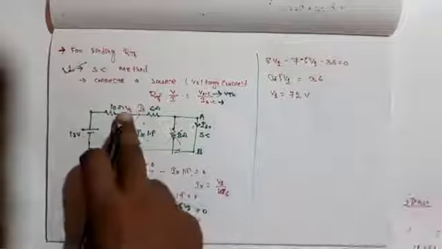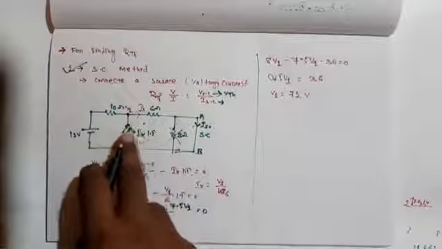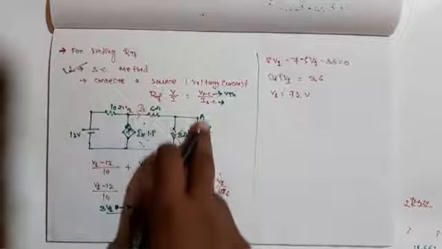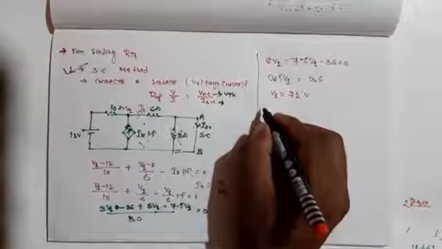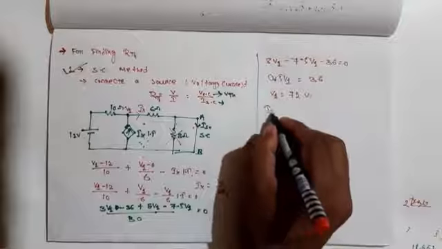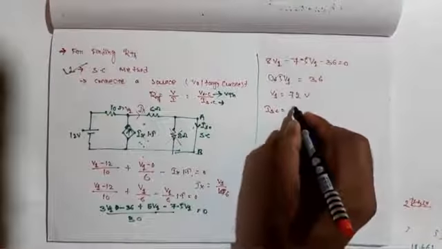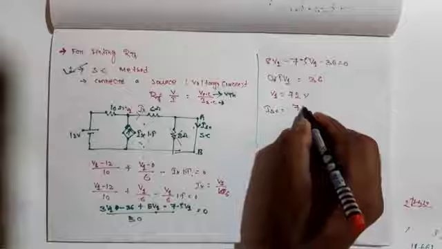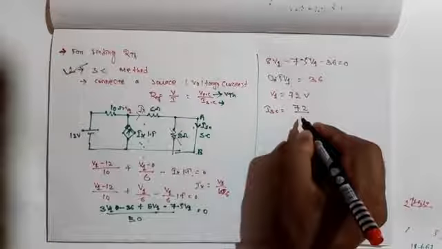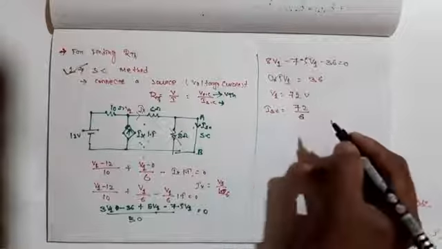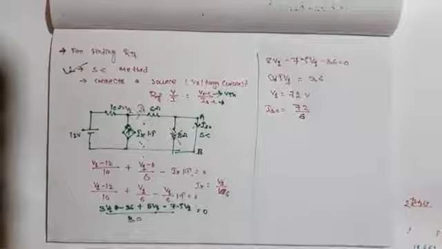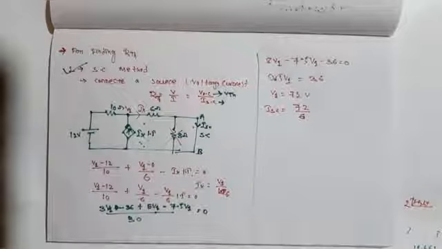Here we find V1, and we need to find this ISC or short circuit current. This short circuit current ISC is equal to 72 by 6, okay, 72 divided by 6.